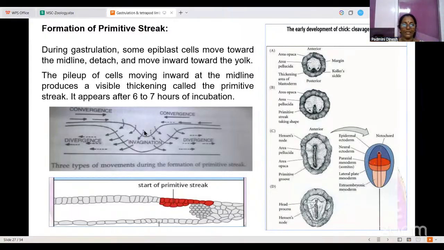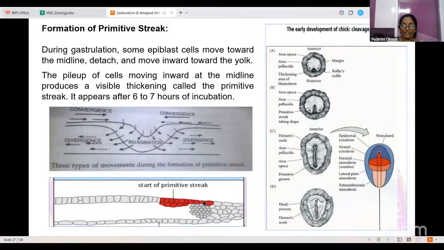If you can see the groove over there, this is a place where the epiblast is going to converge inside, and they're going to go inside by a process called emboly. I told you emboly, the movement over there. So here you have the primitive streak. The primitive streak is going to take the complete midline, almost 80% of the area pellucida is taken over by the primitive streak. So this is the primitive streak that is being formed. That's the Koller's sickle that is present over there.